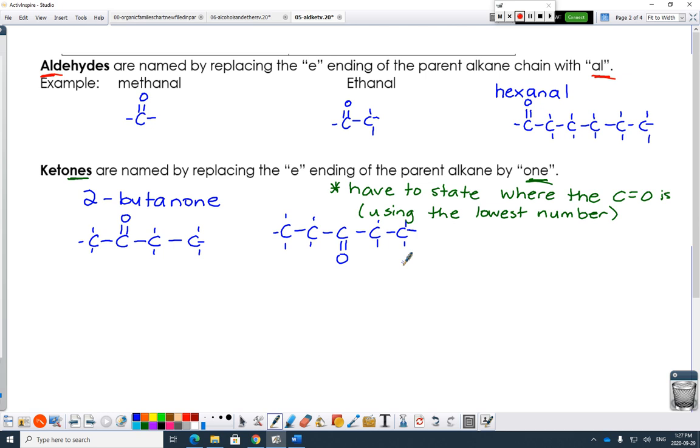So now this one, it's in the interior. 1, 2, 3, 4, 5, that's pent. And similar with alcohols, we don't say pentol, we say pentanol. So same thing here, we don't say pentone, we say pentanone. If you just wrote pentone, I wouldn't take marks off. And then you need to say where it is. So it's on number 3, no matter which way you count, okay?